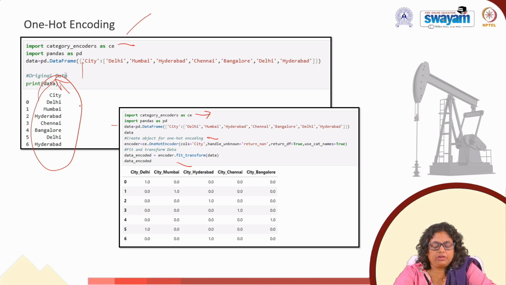Now create the object for one hot encoding. We initialize encoder equal to ce.OneHotEncoder, and the column we pass is city, then handle_unknown, so that this code will be able to handle the NaN value also. Then we want the return to be a data frame, so return_df we put True. Lastly use_cat_names, so that the value under city is used as a column name associated with the city.